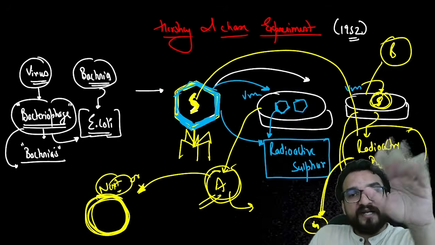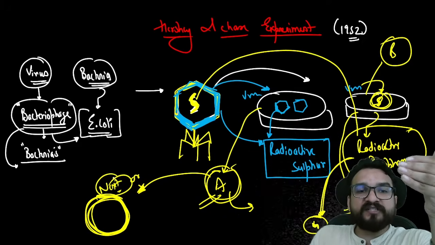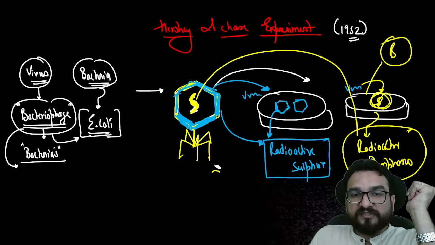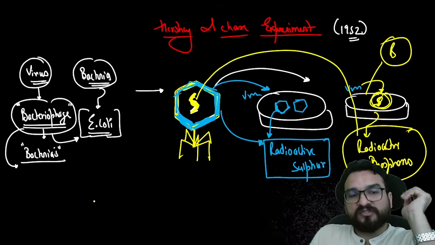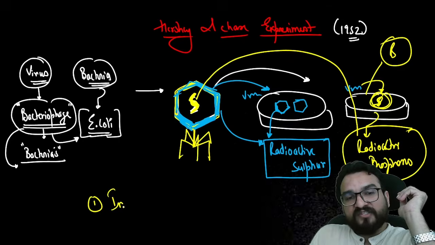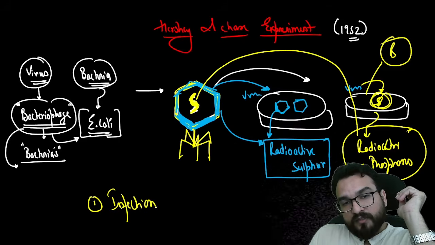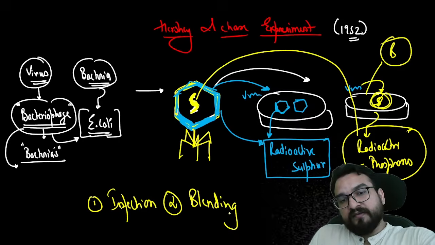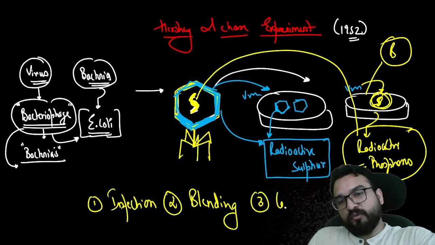This you must be understanding, but this has been highlighted by Hershey and Chase by this experiment. They will be highlighting this by three processes. One is infection. Second is blending. Third is centrifugation.